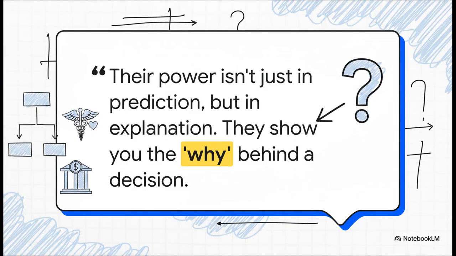At the end of the day, it all comes down to this. Their real superpower isn't just their accuracy, it's their transparency. A decision tree is explainable. You can literally trace the path it took and understand the exact logic it used to arrive at a conclusion. And in fields like medicine or finance, explaining why isn't just a nice-to-have, it's a requirement.